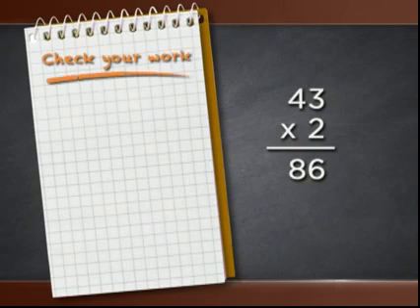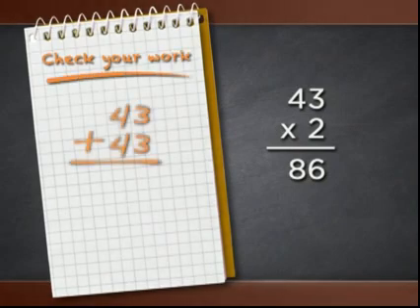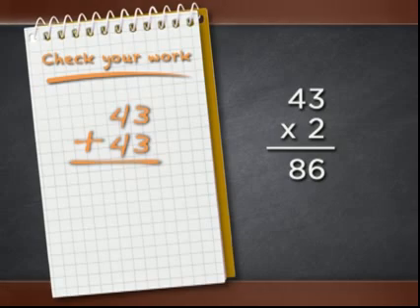Now, before we go to our next example, I think we should really think about this answer just for a second to see if we really did it correctly. 43 times 2 is the same as 43 plus 43. Remember what I said earlier about this relationship between multiplication and addition. So we could see if 43 plus 43 equals 86. That's what it should equal.